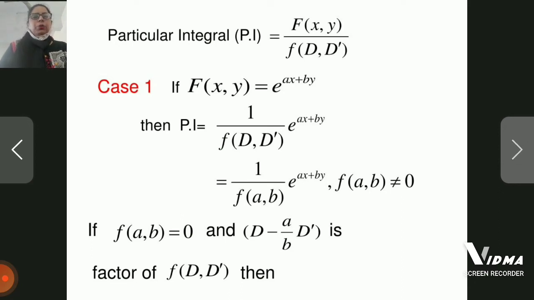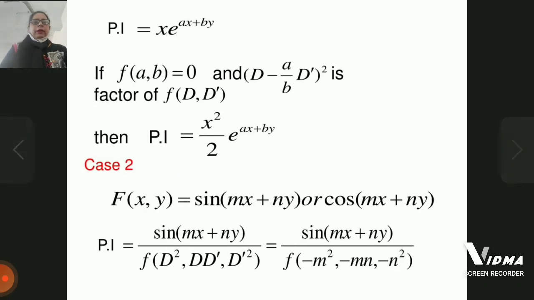Then the particular integral is x times e^(ax+by). If f(a,b) = 0 and (D − (a/b)D')² is a factor of f(D,D'), then the particular integral is x²/2 times e^(ax+by), and so on.